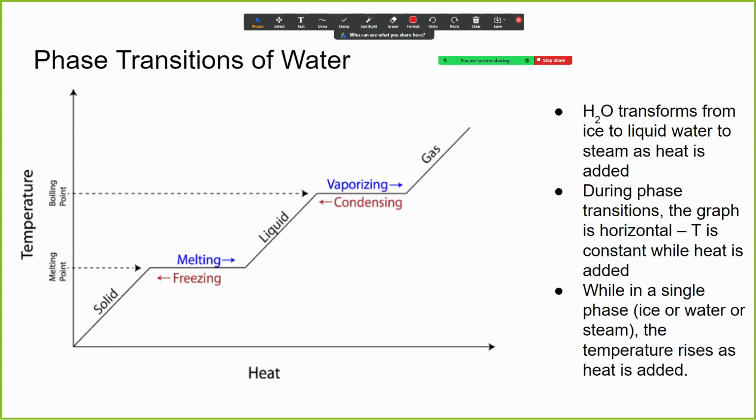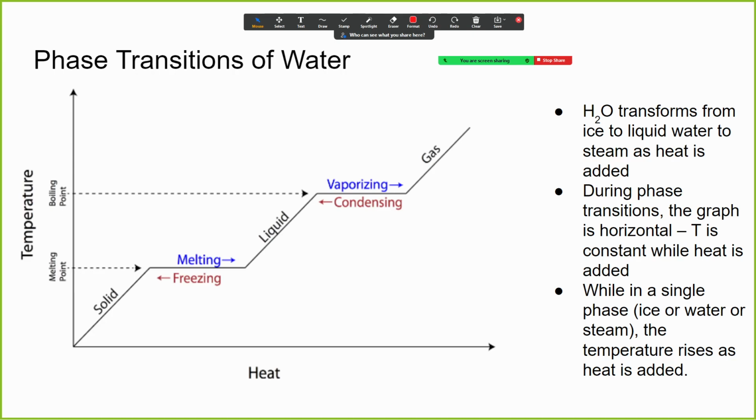If we take a look at this, you can see water transforms from ice to liquid water to steam as you add heat. So heat increases, temperature increases, and we end up with our different phase transitions. During the phase transitions, the graph is horizontal, so T is held constant while heat is added to the system. And this is a really important distinction between heat and temperature for that reason exactly. We're holding T constant while heat is being added to the system or taken away from the system, depending on which way we're going.